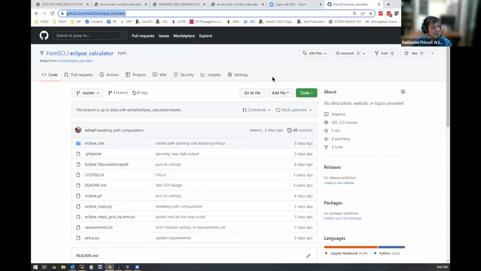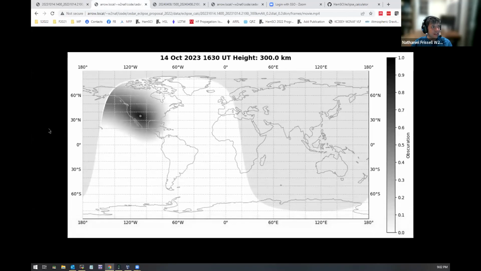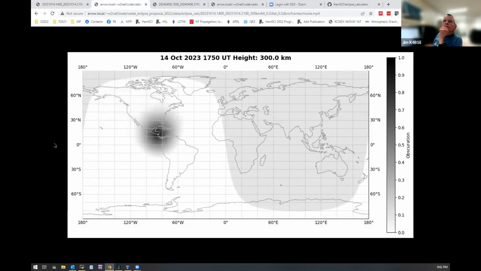I updated my Eclipse calculator code, which I put the link in the chat, and that lets you calculate the obscuration and the paths for really whatever eclipse, but the two eclipses I cared about are the one on October 14th, 2023. That's going to be an annular eclipse that follows this path over here. My code will generate this, and you can choose whatever altitude you want to look at. I chose 300 kilometers altitude for the F region. And then it also generates these very nice frames you need to make these nice movies.